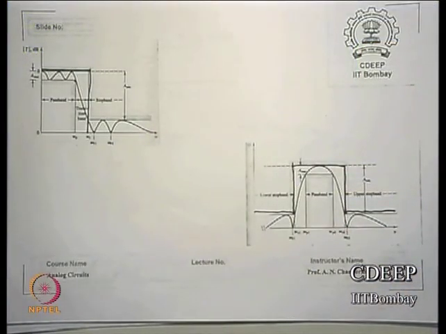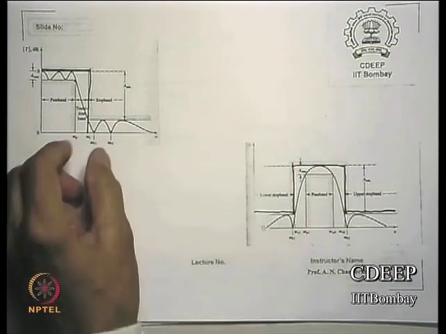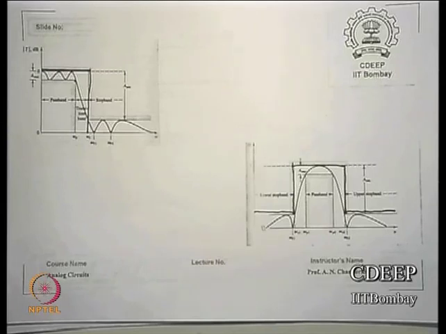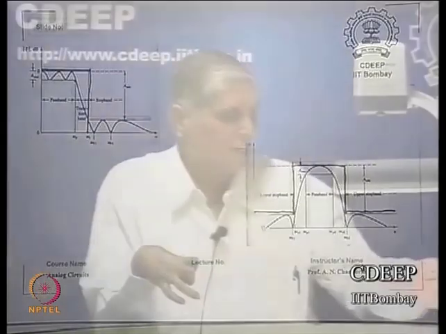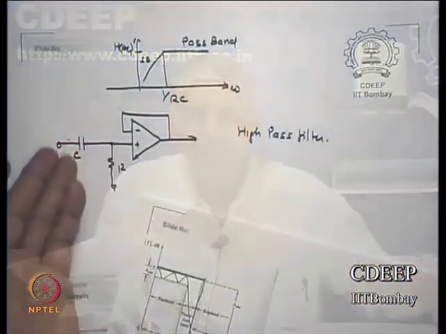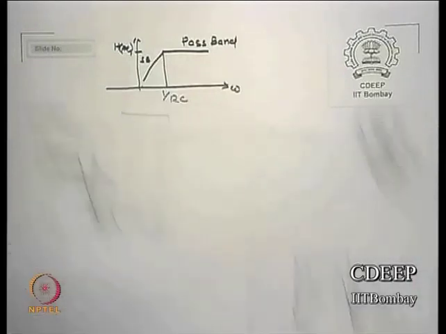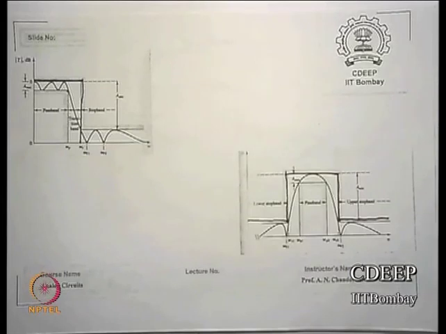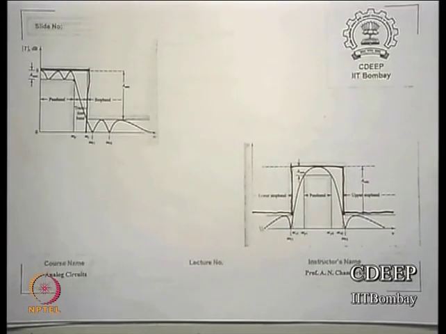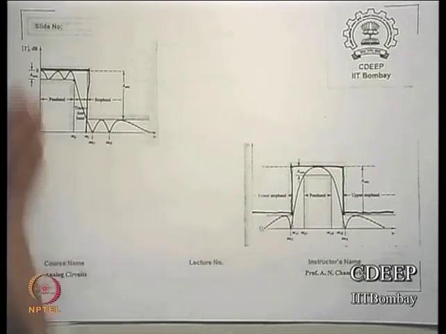But the price I pay for using the function that makes the ripple zero or small is that there will be a transition band. If I want to reduce the transition band, then I require a higher and higher number of poles. Remember, each pole requires one circuit of the kind I just showed you. If there are n poles, I will require n such circuits. So if I use a Butterworth filter, I can maximize the flatness, but to reduce the transition band I may require a larger number of poles.